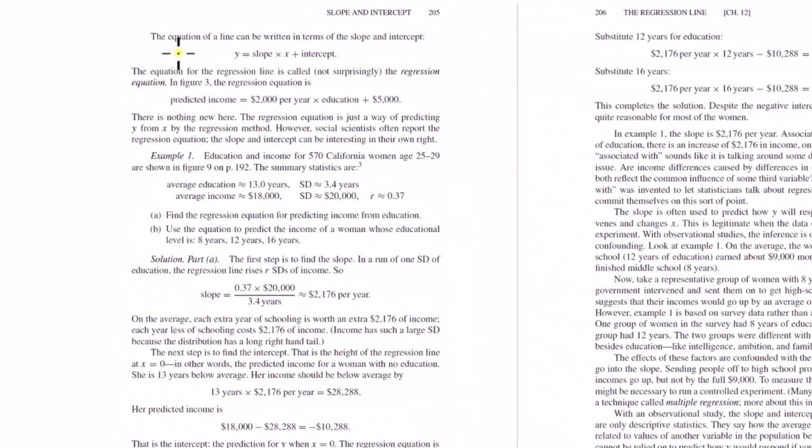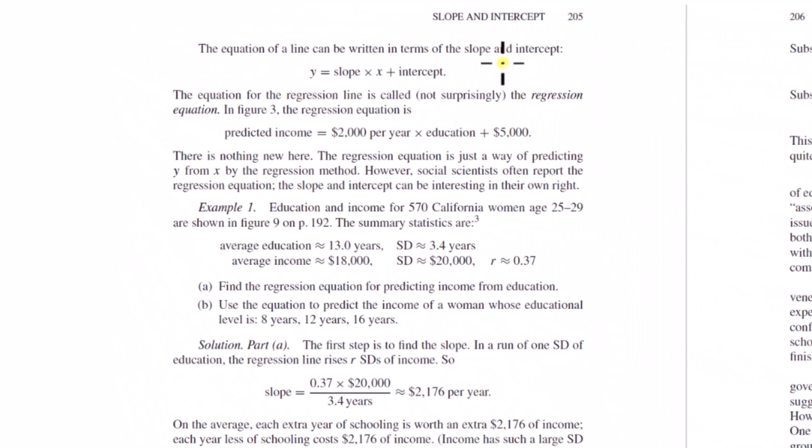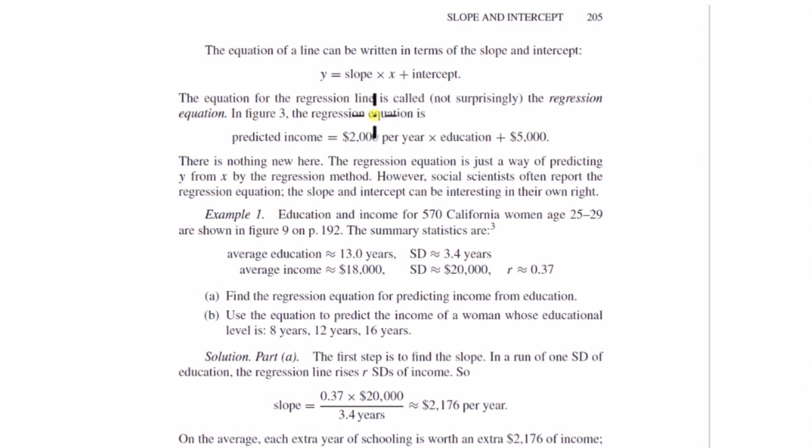I think they do, but you could calculate it, like get an equation for the y-intercept. The equation of a line can be written in terms of the slope and intercept. Yep. The equation for the regression line is called, not surprisingly, the regression equation. In figure 3, the regression equation is, so yeah, there's the slope and, okay, yeah, there's the y-intercept right there. And they calculated this by just, again, they started at the point of averages and they said, okay, how many x units did we go to get to 0 from the point of averages? And then you just multiply that by the slope to know how far you need to go down for what y value corresponds to x equals 0.